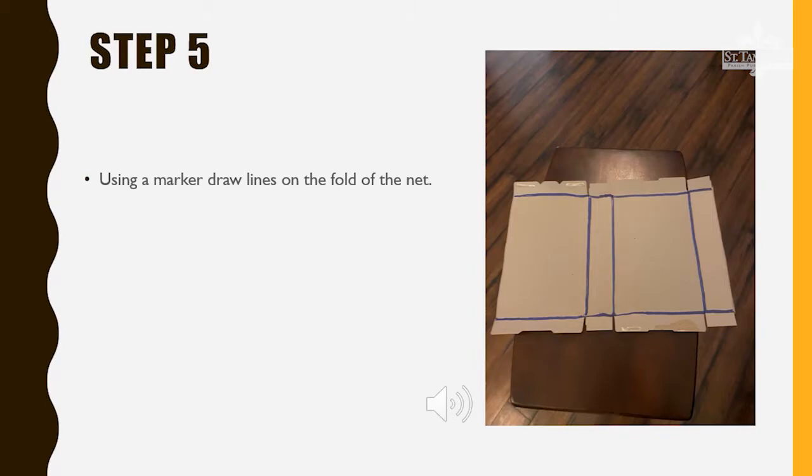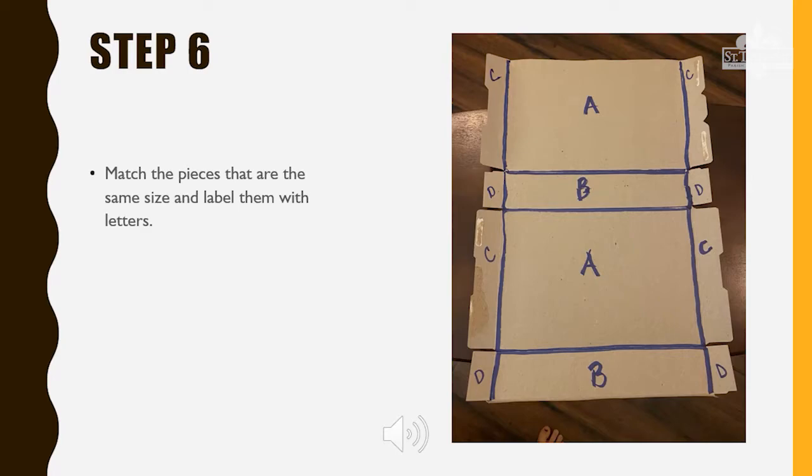Step 5, using the net that you have now created, you're going to take a marker and draw lines on each of the folds to create your rectangles that represent each side of the box. In step 6, you're going to use the lines that you have drawn and label each matching piece of your net. So you can see that part A and part A are the same. That's the front and the back of my box. Part B and part B each make up the 2 sides. Okay, part C you can see would be a top and a bottom, and part D is the closing of each one of those little sides.